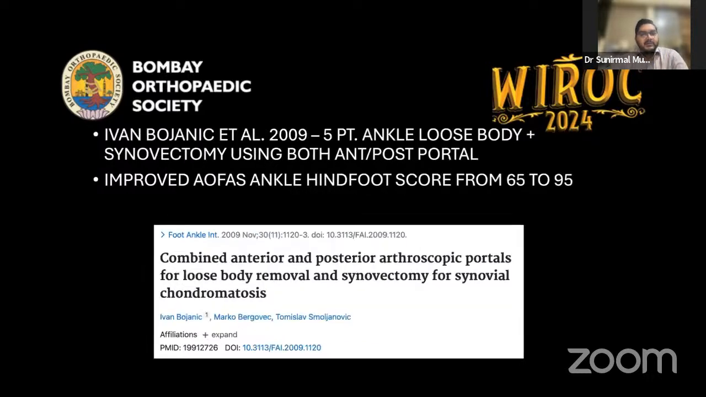Similarly, Dr. Ivan Bojanek, in another article I saw from 2009, published a case series of 5 patients with ankle loose body. In all the patients, he had used both anterior and posterior portals in the ankle. A thorough synovectomy and debridement of the ankle joint was done apart from loose body removal, and there was a very significant improvement in the hindfoot scores.